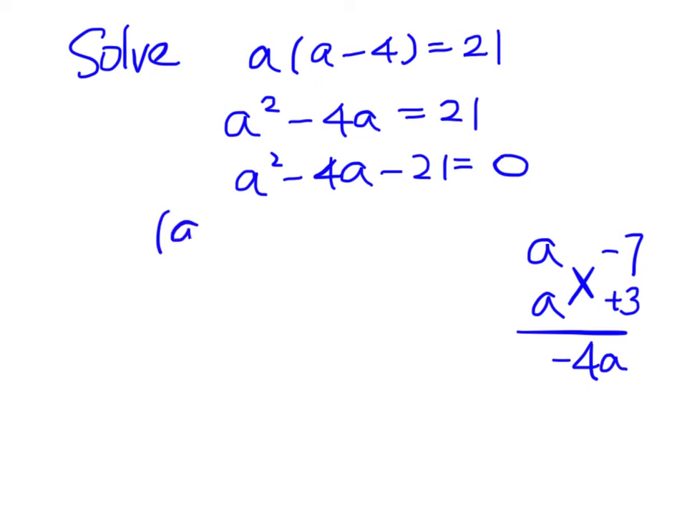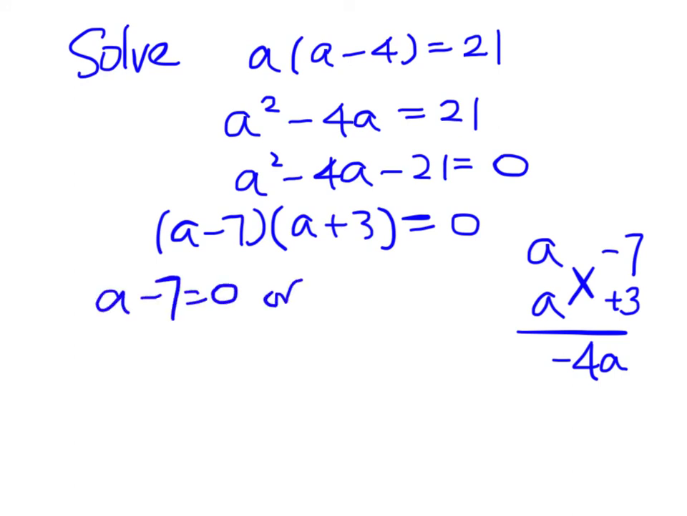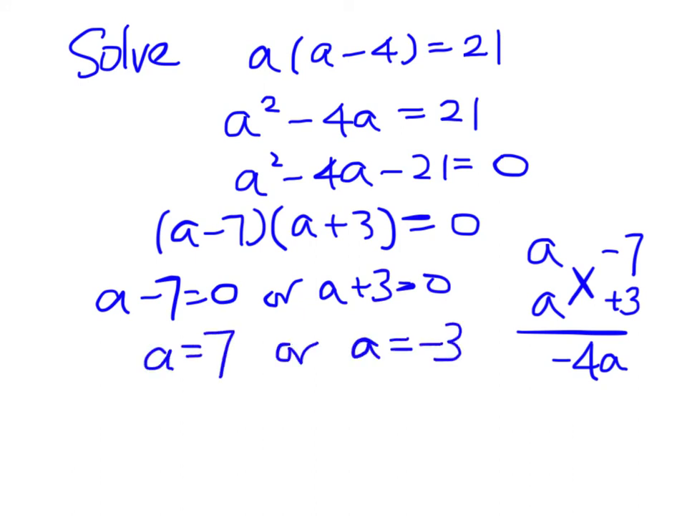Using the cross method, we have a minus 7 times a plus 3 equals 0. We have a times b equal to 0. Therefore, either the first one will be 0 or the second one will be 0. Therefore, a equals 7 or a equals minus 3. So, that's the end of our lesson in solving quadratic equations.